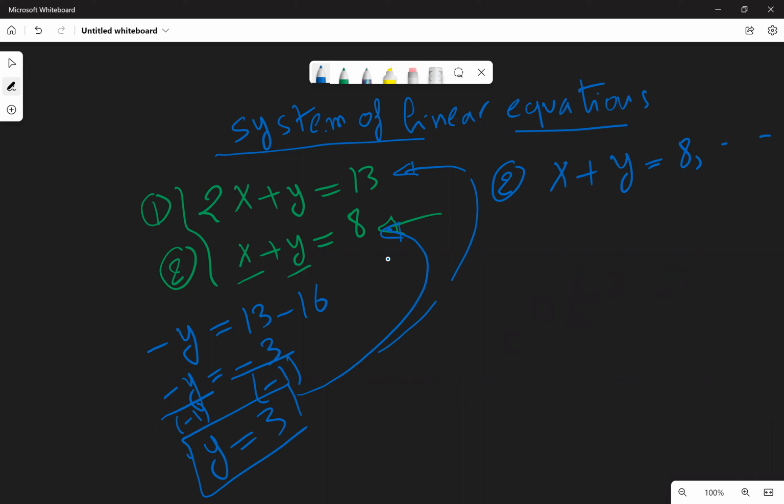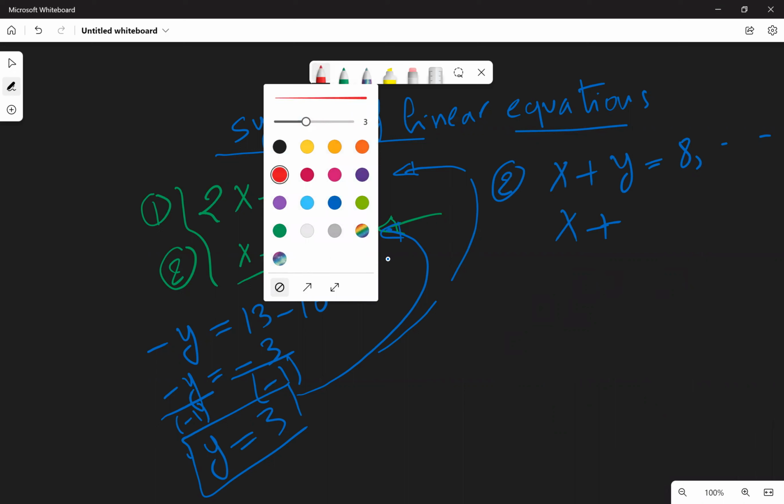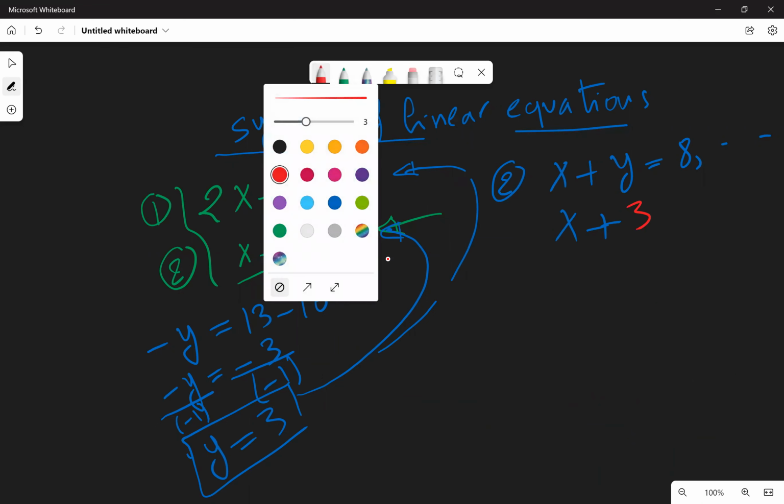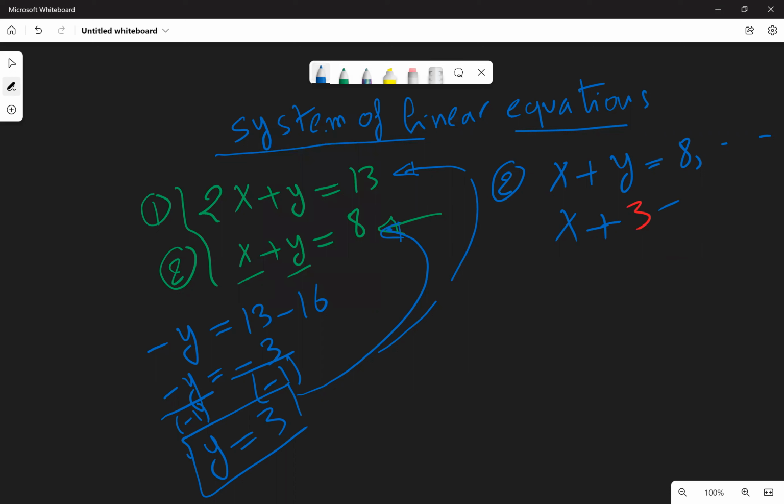Now I have x plus, let me use a different color so you know what I'm doing, y is 3, equals 8. So x equals, I'm gonna subtract 3 from the left side and do the same thing on the right side, and I get x equals 8 minus 3. That's 5. So x equals 5.